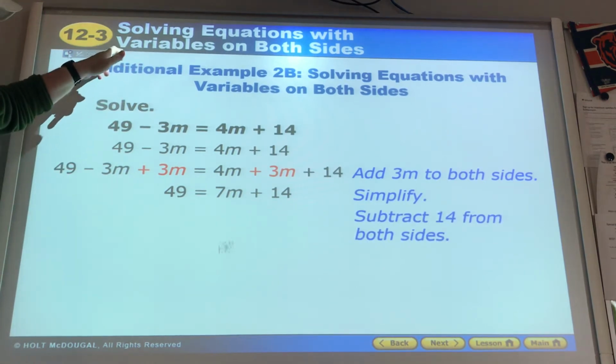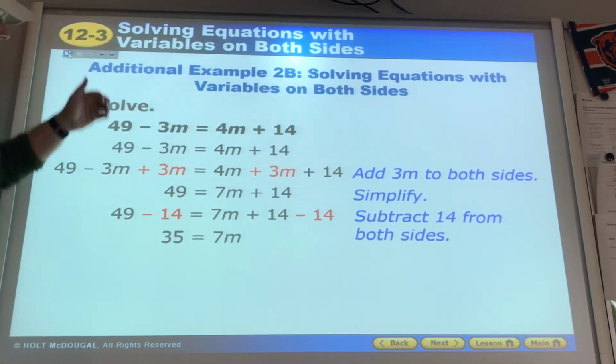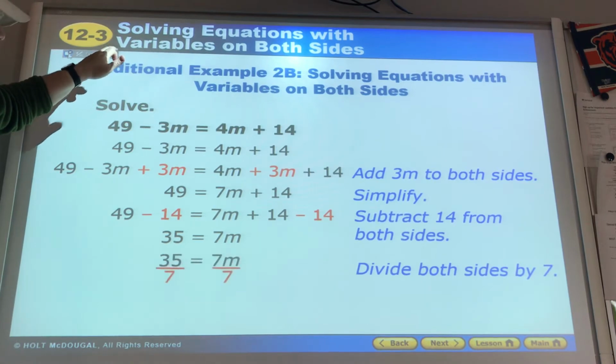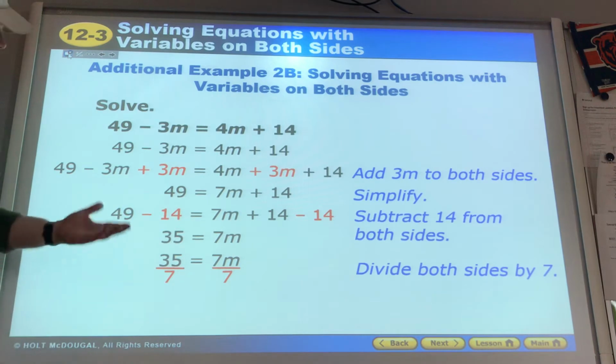Then, we subtract 14 on both sides, and we get 35 equals 7m. Now, the reason we did these two steps is so we could get down to where we have two terms, and then we could do our work.